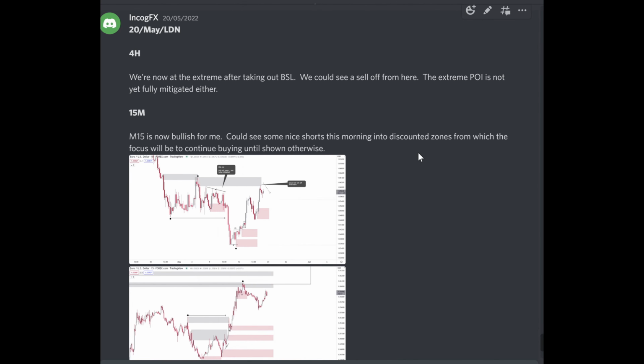So on Friday, guys, from what I put out to the group, from an H4 standpoint, which I'm not going to go into in this video, basically we had taken out buy side liquidity. Now once buy side gets taken out, we target sell side. When sell side gets taken out, we target buy side. It's a video that I have done before in terms of liquidity, and we were looking to take some shorts into the discounted zones, as I mentioned.